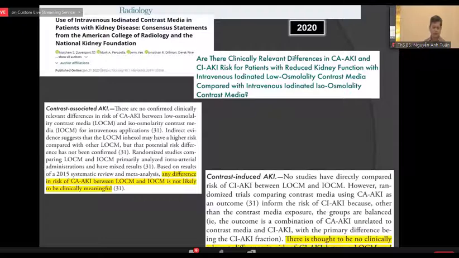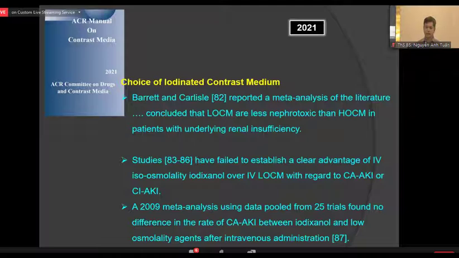Và cũng năm 2020 có một consensus của hội thận Hoa Kỳ, người ta nói là không nhận thấy sự khác biệt giữa đồng áp lực thẩm thấu so với áp lực thẩm thấu thấp. Và một guideline của ASEAN Hoa Kỳ 2021, dựa trên các nghiên cứu thì cho thấy đối với cộng đồng chung thì không có sự khác biệt giữa đồng áp lực thẩm thấu và áp lực thẩm thấu thấp.